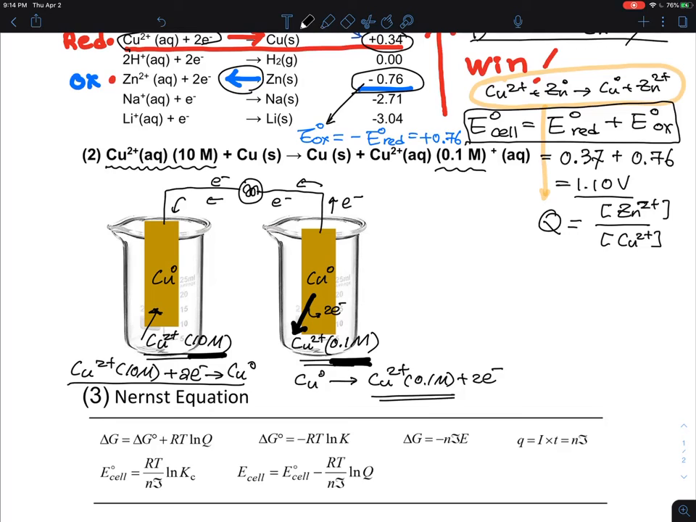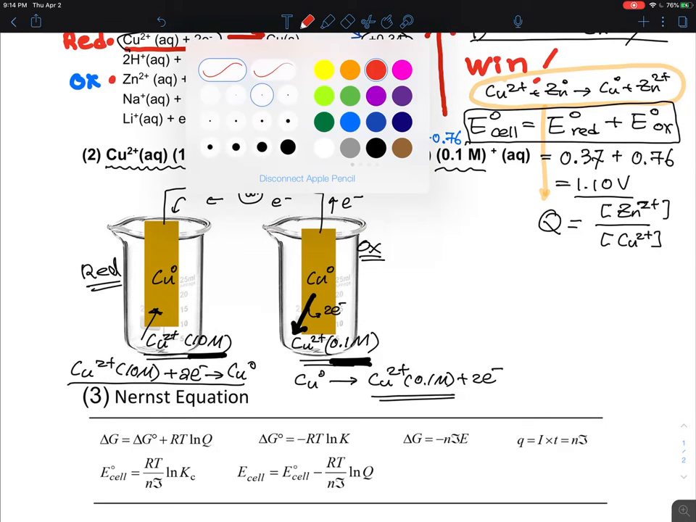What that means is that this side will have more copper metal deposited, and this side is going to lose solid copper into the form of copper 2 plus. So I can write this equation in this way. Although it's the same species, I can make a logical guess that this is an oxidation, and this is a reduction, right?